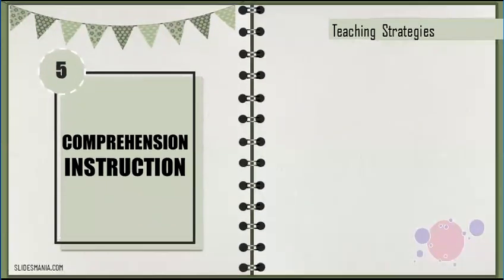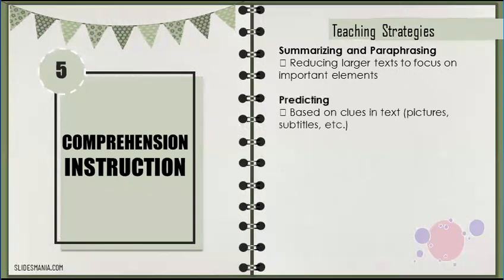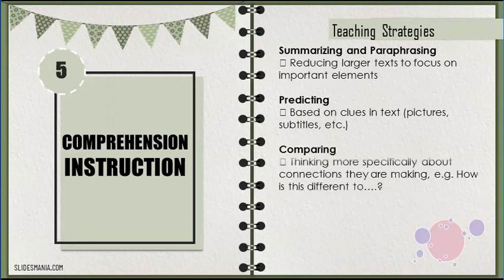So these teaching strategies can help us, like summarizing and paraphrasing. It is reducing larger texts to focus on important elements, and also it is restating, rewriting text in own words using keywords to capture main focus. Next is predicting. It helps activate prior knowledge, and it should be based on clues in text like the pictures, subtitles, etc. And next one is comparing.